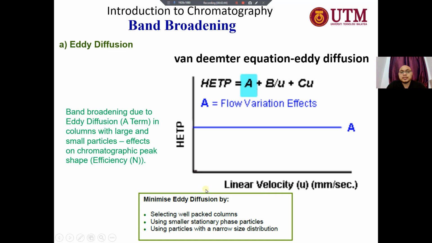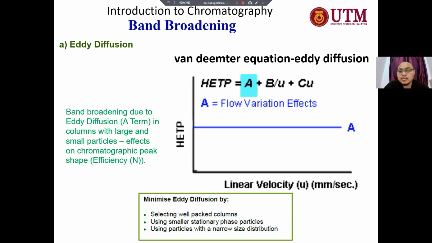Again, in the eddy diffusion, if you increase the velocity, it will not help in increasing the efficiency. So it will not be affected by increasing the velocity. To counter the eddy diffusion or multiple paths, you can use a well-packed column, use a smaller stationary phase particle, or use particles with a narrow size distribution. It means that the column must be well-packed.